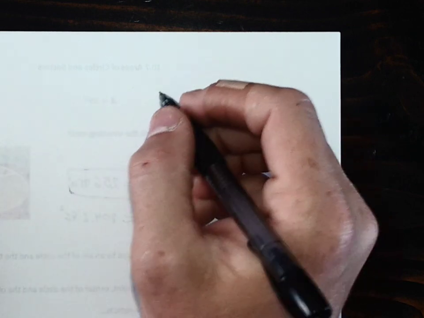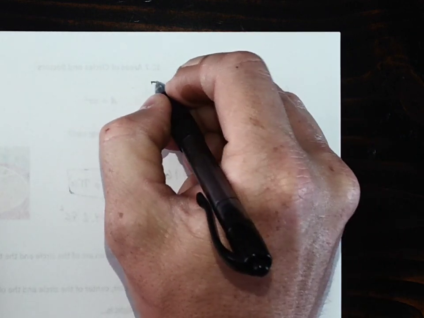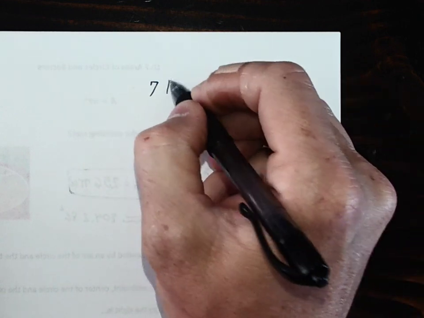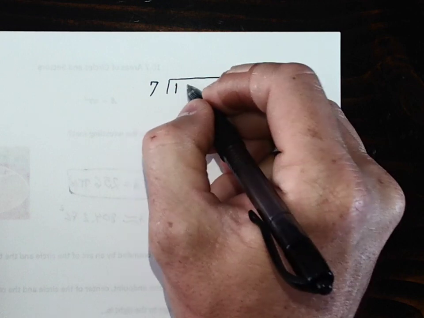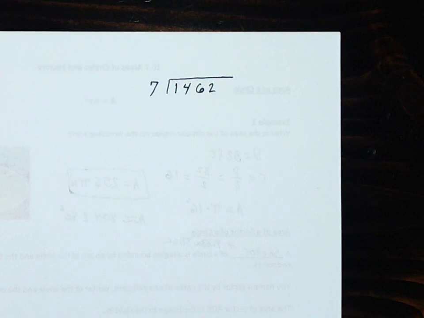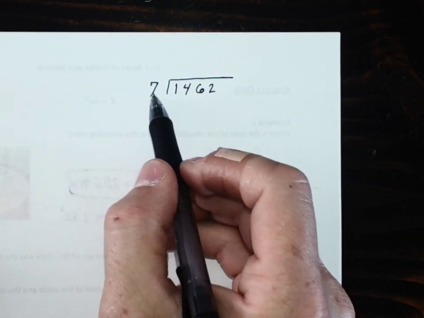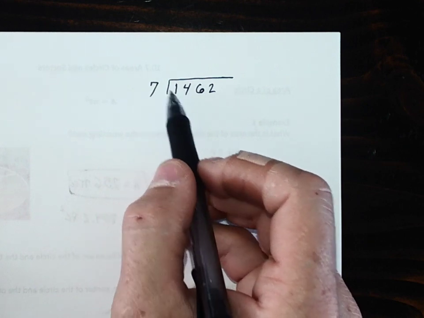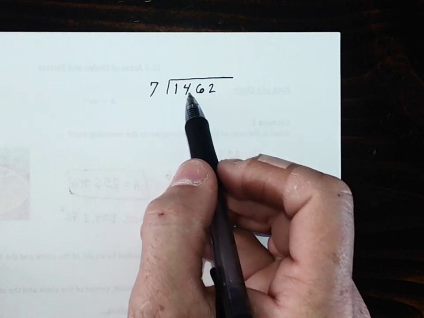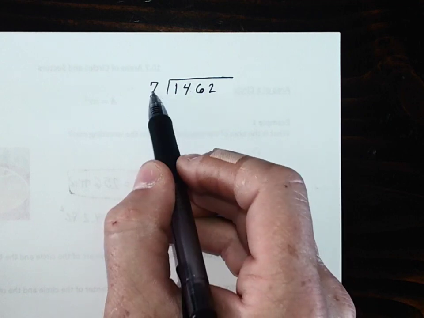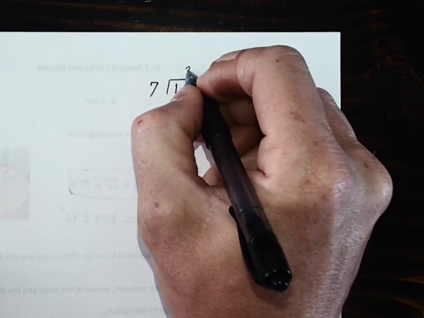So let's say I'm taking 7, and I want to divide 7 into, let's say, 1,462. Okay? Well, how would I divide 7 into 1,462? I first ask myself the question, does 7 go into 1? No, 7 doesn't go into 1 at all. So then I have to go to the next value over and ask myself, how many times does 7 go into 14? Well, 7 goes into 14 twice.